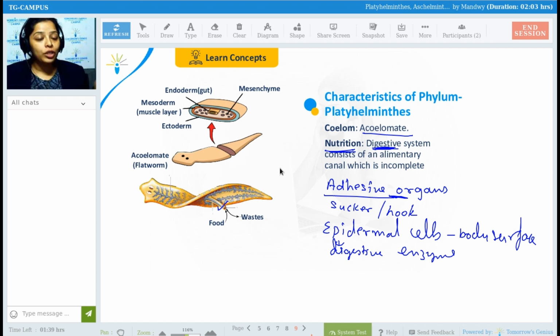But in the normal situation where the digestive tract is complete, from one end the food will enter and from another end the excreta will be excreted out, right? That's how we can say this is the complete alimentary canal or digestive system. But in the case of Platyhelminthes, if the food is entering the body from here, and from here only the wastes are coming out, that's why we can say the digestive system is not complete. Clear?